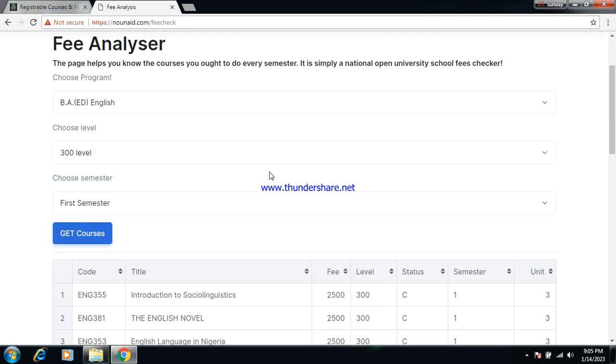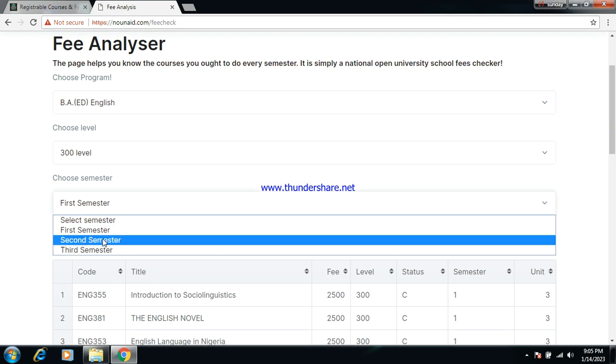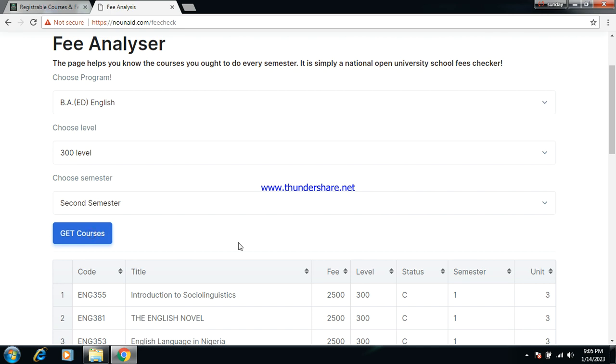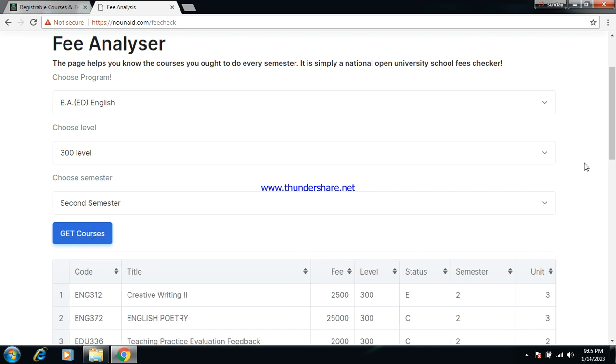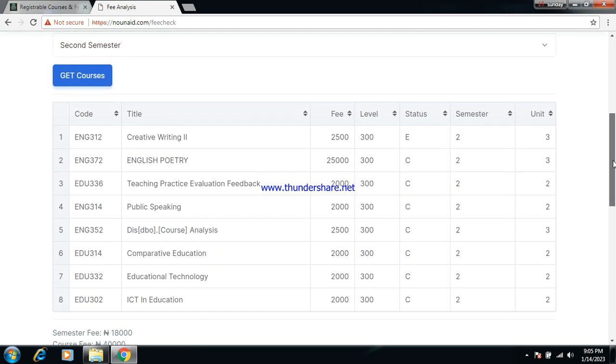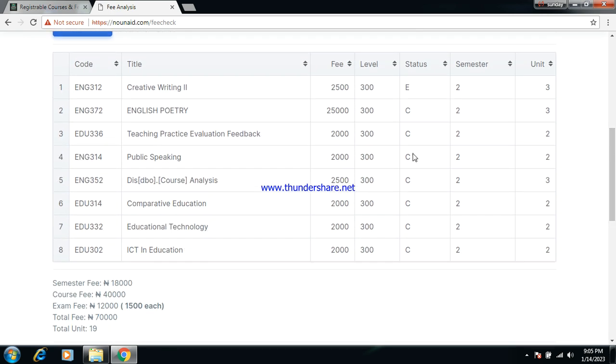Now let's go to second semester payment level. This is the second semester courses, 300 level. There are 8 courses here. These are the fee. English poetry, this is 25,300. Including unit, this is 2,500. This might be an error or something.